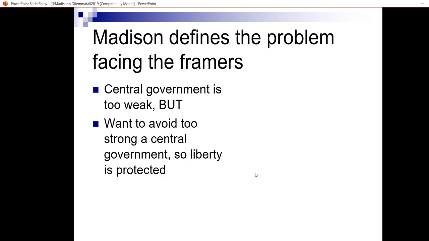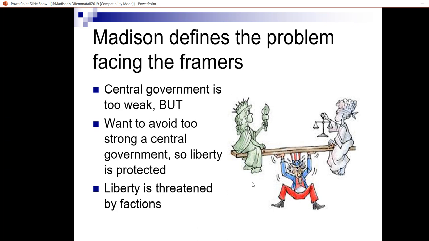But we want to avoid too strong a central government so that we can protect people's individual liberty. And so Madison defines this problem in Federalist 10 and Federalist 51. And he makes the argument that the biggest threat to liberty in a free society is caused by factions. So for Madison, balancing the need for liberty and order is a tough balancing act, and the biggest threat to liberty comes from factions. So a faction is any group of people who don't represent everybody's point of view.